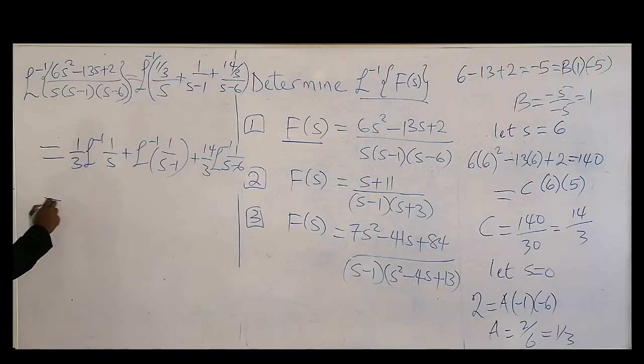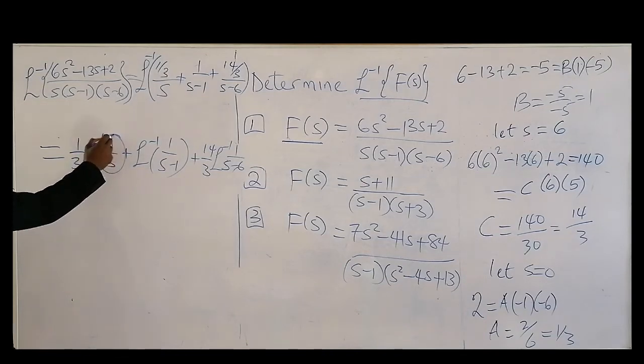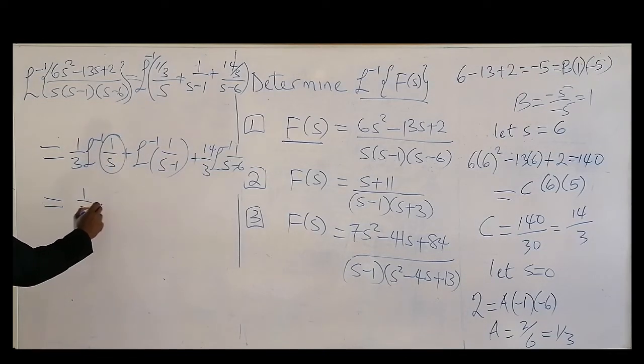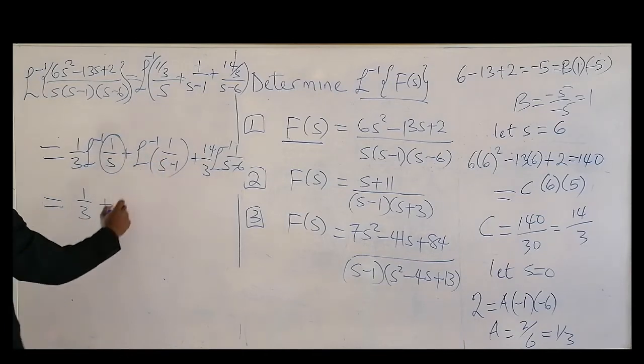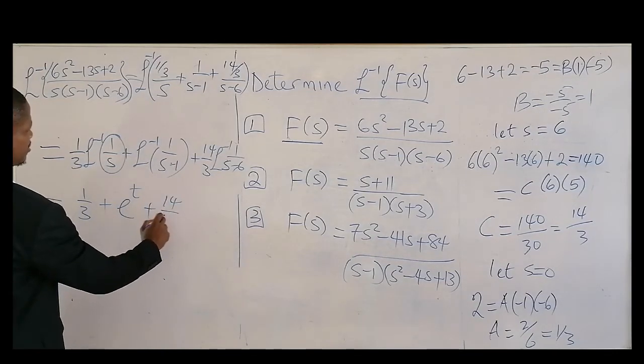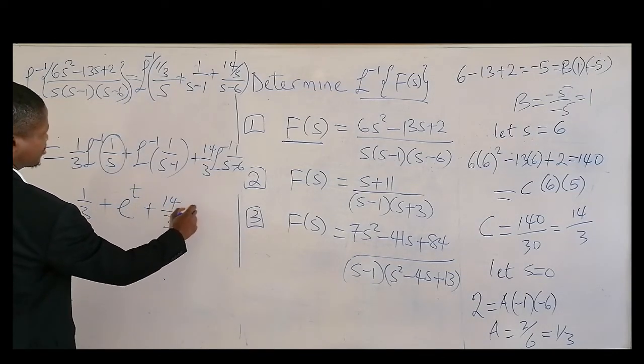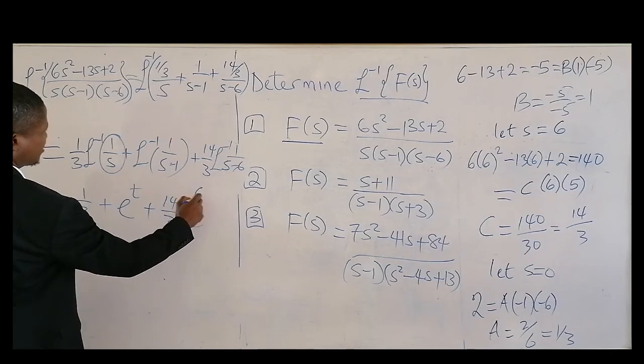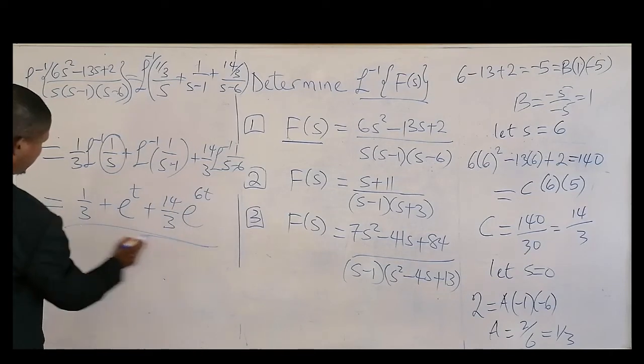So final conclusion, our answer will be: the inverse of this is 1, so we have this, then plus the inverse of this is exponential to power t, then plus 14 over 3 exponential to power 6t. And that finishes the question.